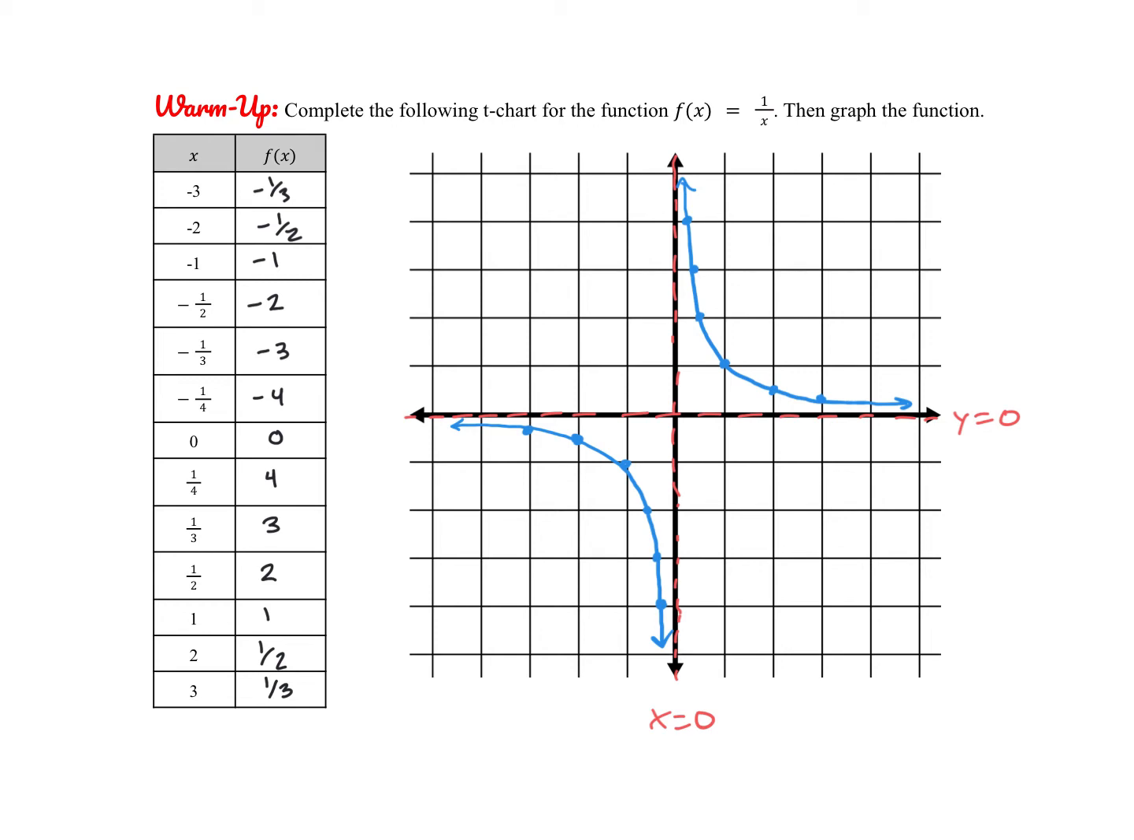So today you're going to see this really common pattern of a function that looks kind of like this. It looks hyperbolic, like two parabola-shaped graphs. Oftentimes they're on opposite quadrants, not always, and you'll see that we do have horizontal and vertical asymptotes.